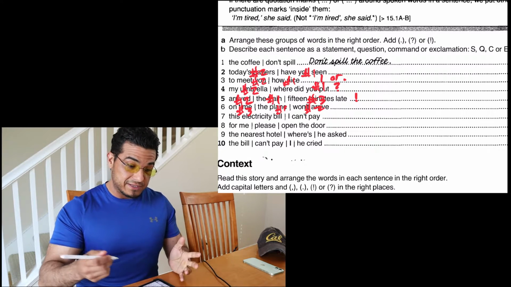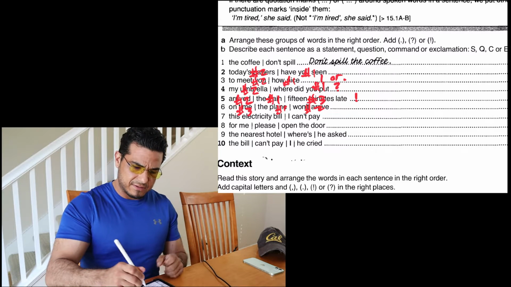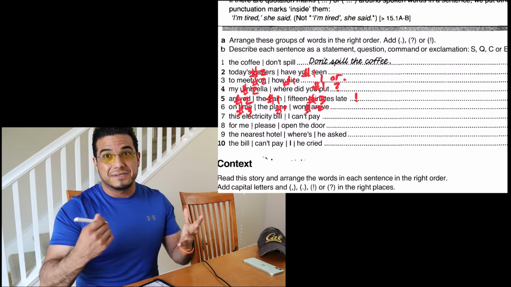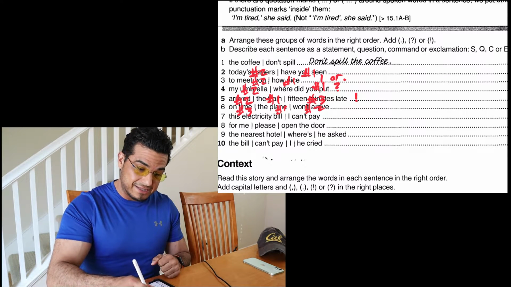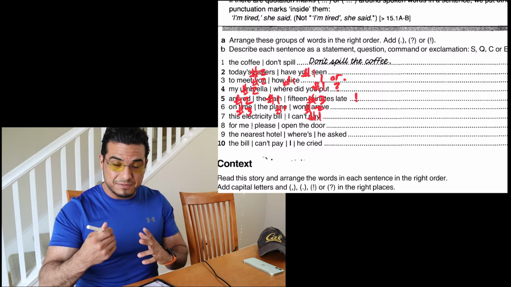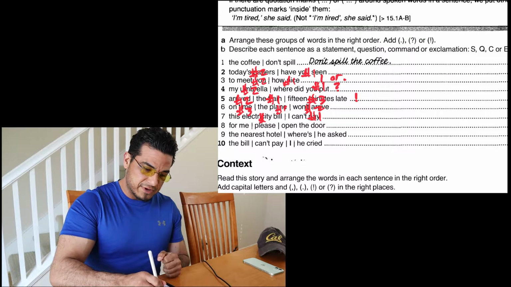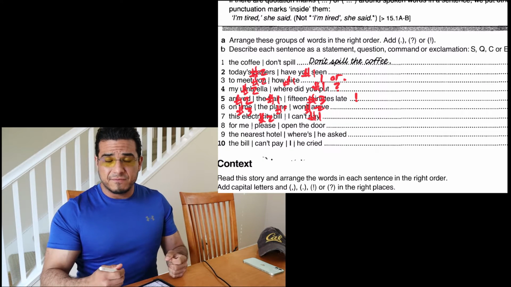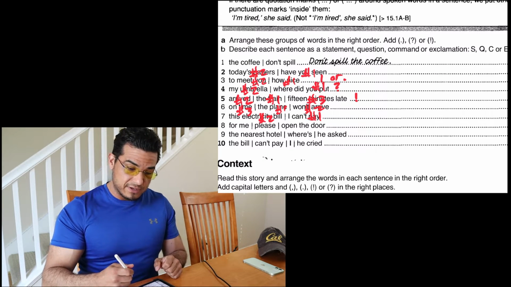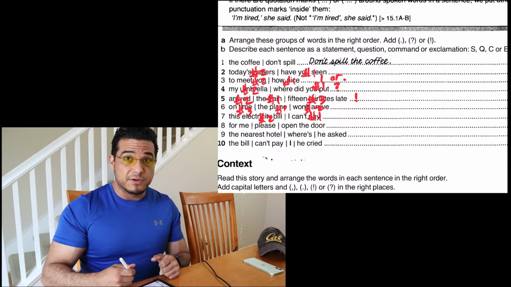Number seven, "this electricity bill, I can't pay." Also, maybe something that you're exasperated with, right? So you're going to exclaim it. "I can't pay" is number one, "this electricity bill" is number two. You're in a tight spot, not feeling great, probably an exclamation mark. You're making a statement, but you're exclaiming it.